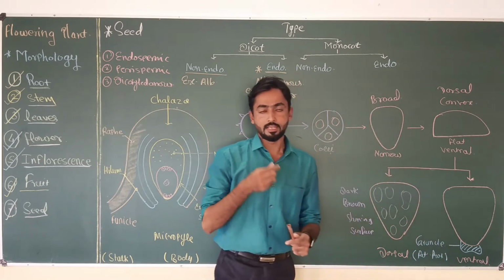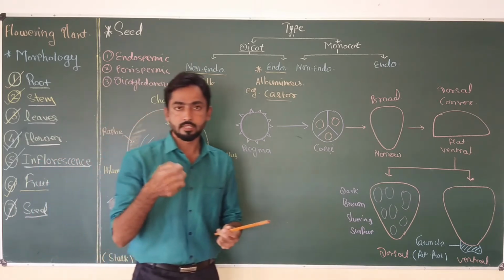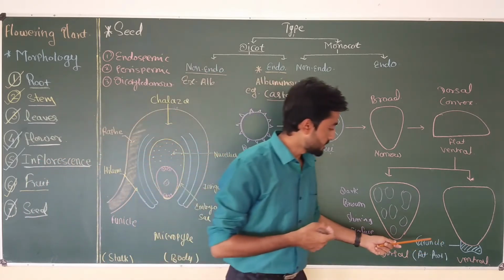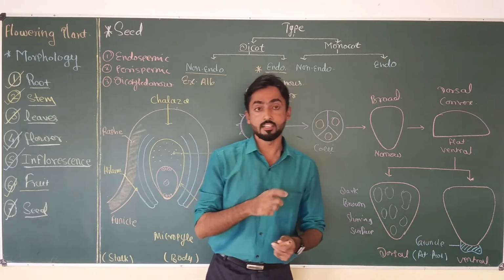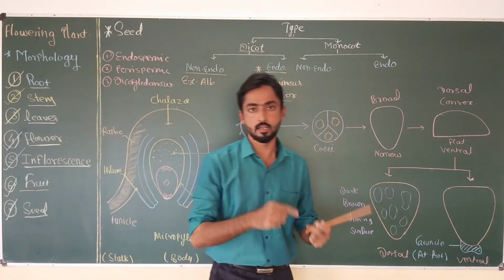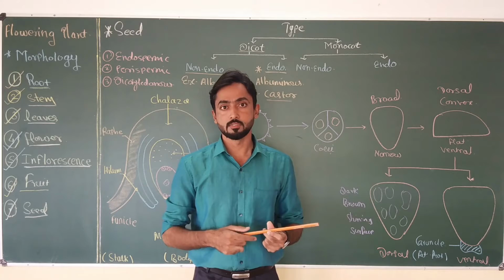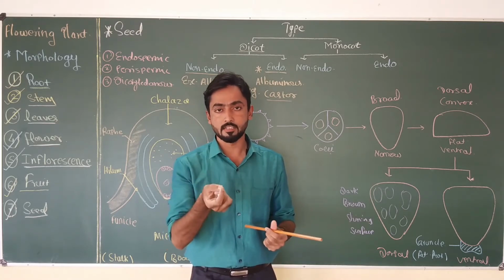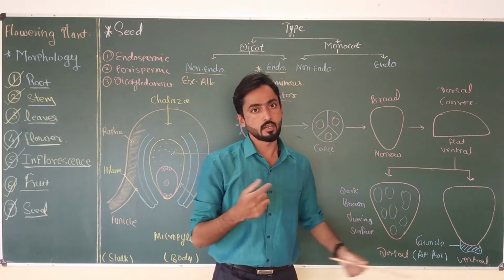So when insects like ants carry the seed and feed this caruncle to their larvae, the caruncle helps in dispersal of the seed. Okay, so two important functions are carried out by the caruncle. Number one, absorption of water, and number two, dispersion of the seed, because a number of insects like ants carry the seed and feed the caruncle to their larvae.